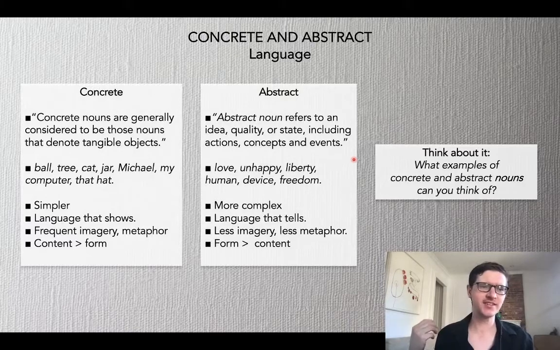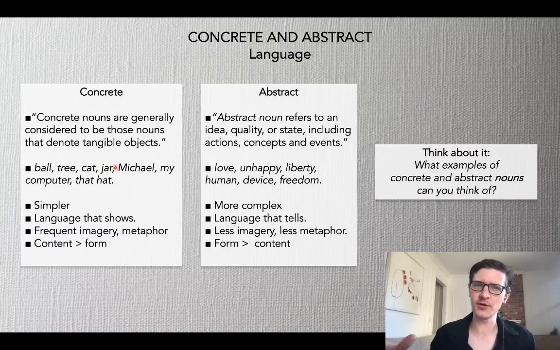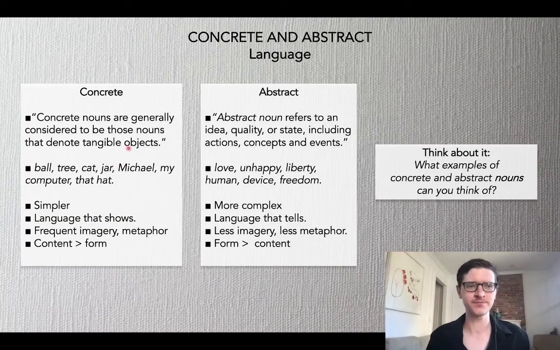Now this can be applied to language as well. So concrete nouns are generally considered to be those nouns that denote tangible objects. And tangible, another word could be physical, holdable, seeable, sensible. For example, ball, the word tree, a cat, a jar. Somebody's name is always a very concrete thing. It's speaking to them specifically.